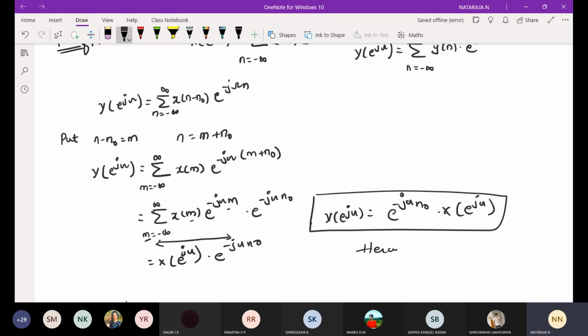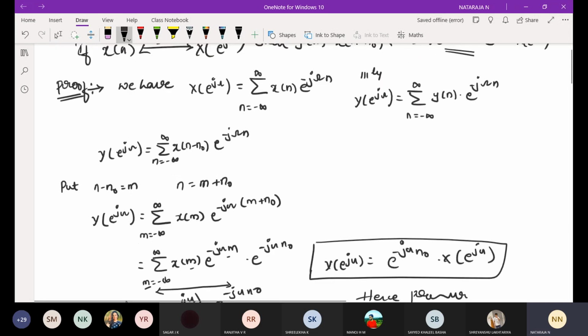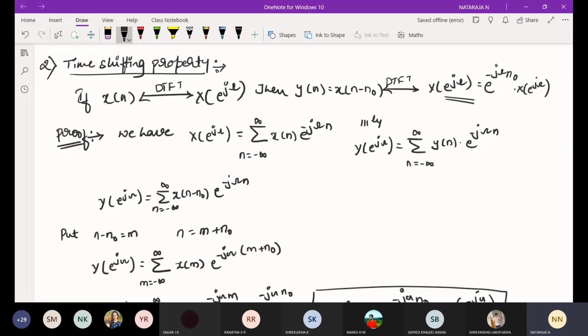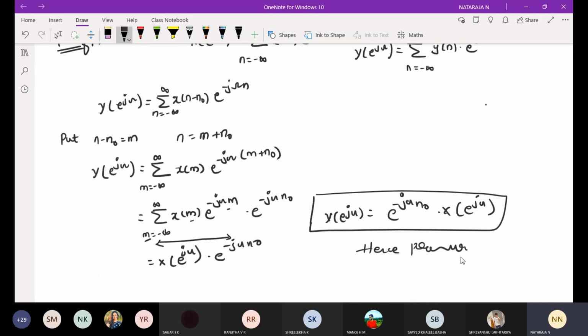Hence proved. See the definition. The definition what we have? We have e power minus j omega n naught into x of e power j omega. We got the same value here also. Got everyone? Any doubts?